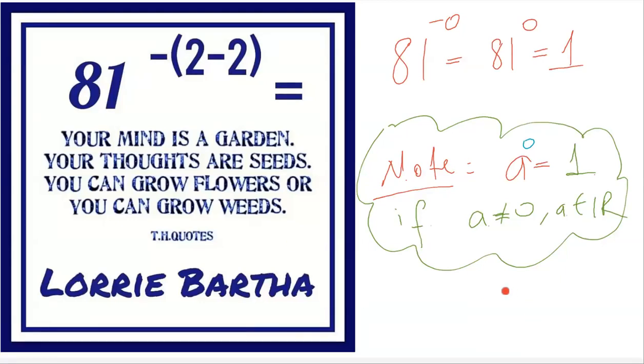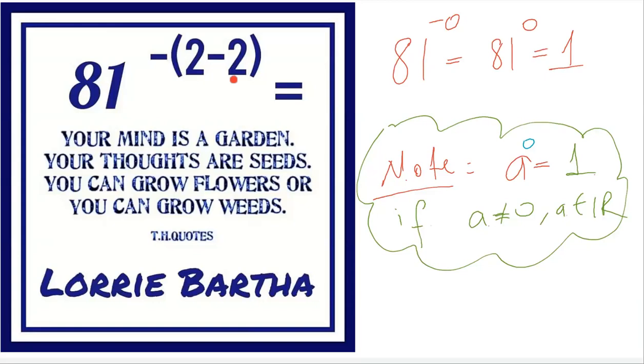So in this video we have again 4 questions from different levels. This is the first question from Luria Bartha. So we have a saying, your mind is a garden, your thoughts are seeds, you can grow flowers or you can grow weeds. Okay, so this is about the indices, and this is quite a basic level question.